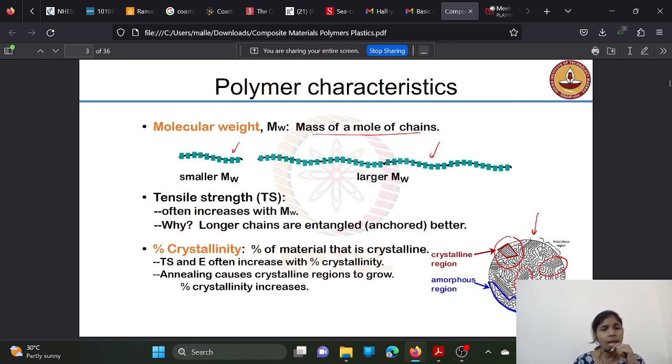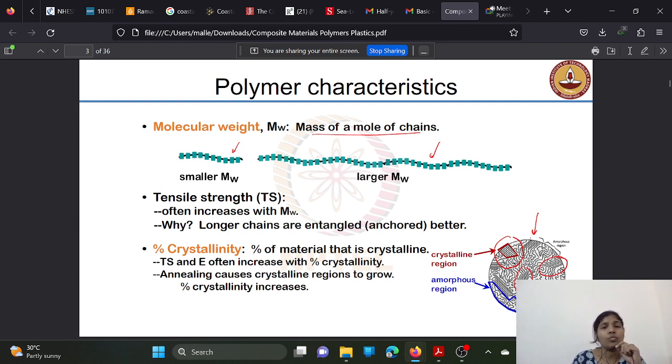And coming to the another characteristic, percentage crystallinity. What do you understand by this crystallinity? See here in this figure you can see this is the crystalline region and this is the amorphous region. The amorphous region is in an irregular manner, whereas the crystalline region is in a regular pattern. So percentage crystallinity is nothing but percentage of material that is crystalline in nature. For suppose here you can see the regions of crystallinity here. So there is some percentage of material which is crystalline in nature. So that is known as the percentage crystallinity.